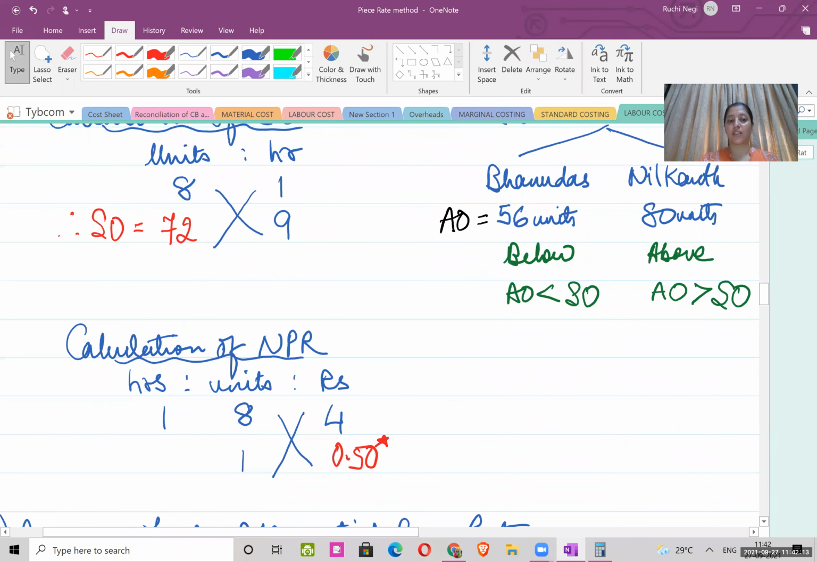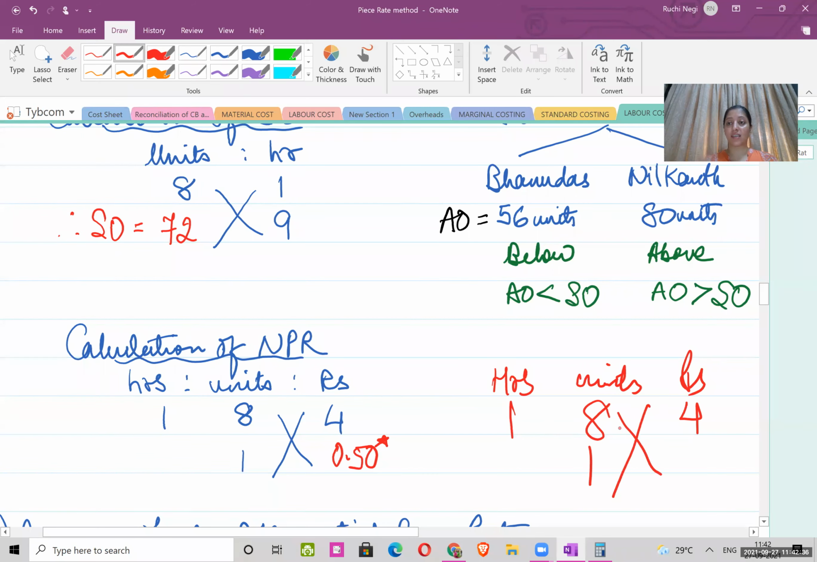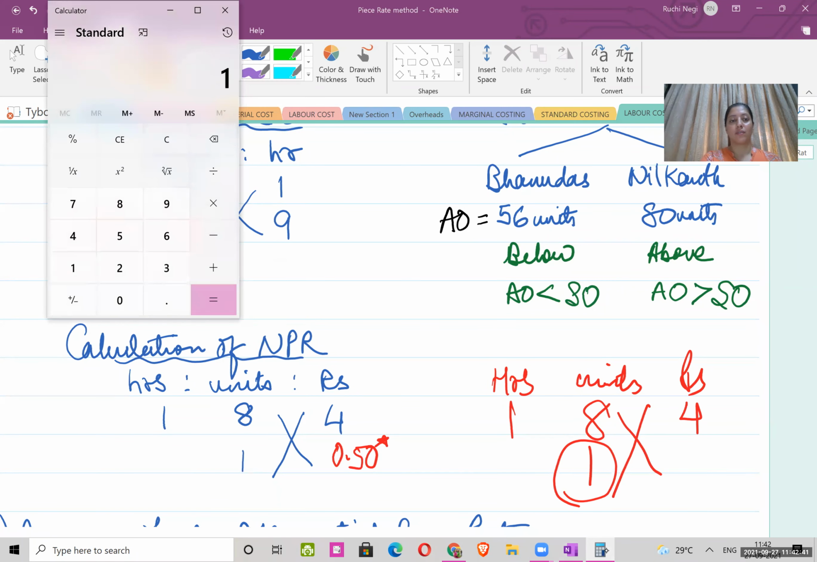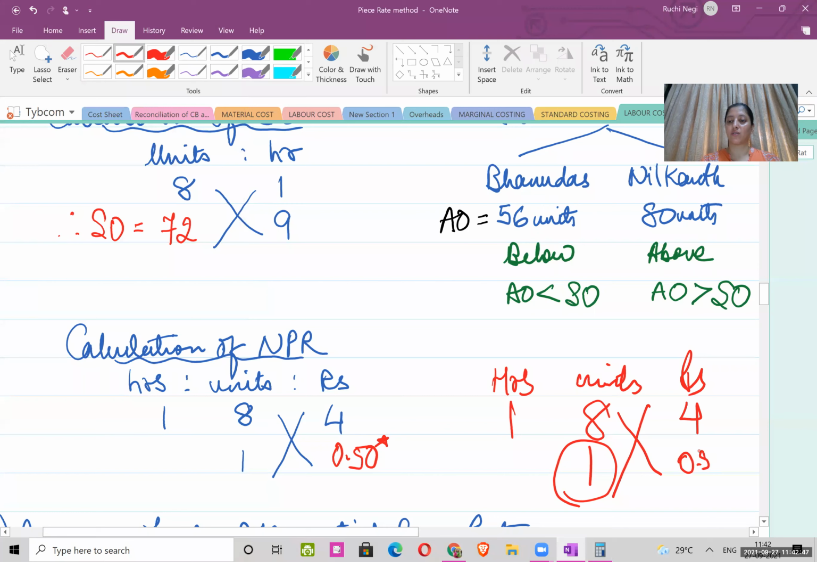Then you will calculate your NPR, normal piece rate. For making one unit, how much money are you going to pay? Okay, so here is the calculation. Hours, units and rupees. In one hour I am making 8 units. For one hour I am paying 4 rupees. So for one unit how much? I have to find this answer. NPR, for making one unit, how much? So 4 rupees divided by 8 units. So it comes to 50 paisa. So my NPR is 50 paise. Okay.